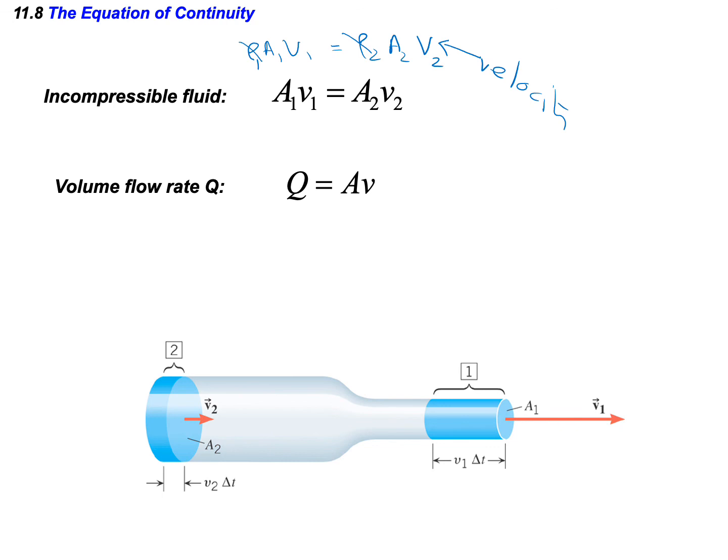A1 V1, area times velocity, is equal to the area on the opposite side times the velocity of the fluid molecules on that side. So A times V, area times speed, we call it Q. It's a volume flow rate. It's a notation: Q is volume flow rate, which is equal to area times speed or velocity.